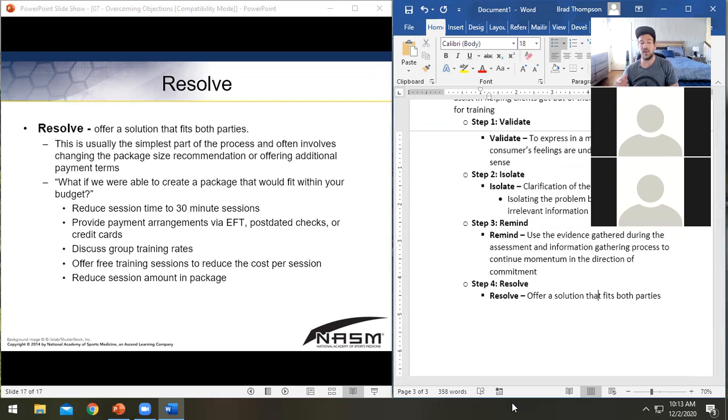So you say, all right, well, what if we were to create a package that fits within your budget? We've got 30-minute sessions available. We've got group fitness training. We can partner you with someone else. In group sessions you're not getting as much personalized attention, but you're still getting very close to personal one-on-one training, and you're paying a much lower premium because you're sharing some of your session time with someone whose goals are somewhat similar to yours. This is why I love group training, guys.